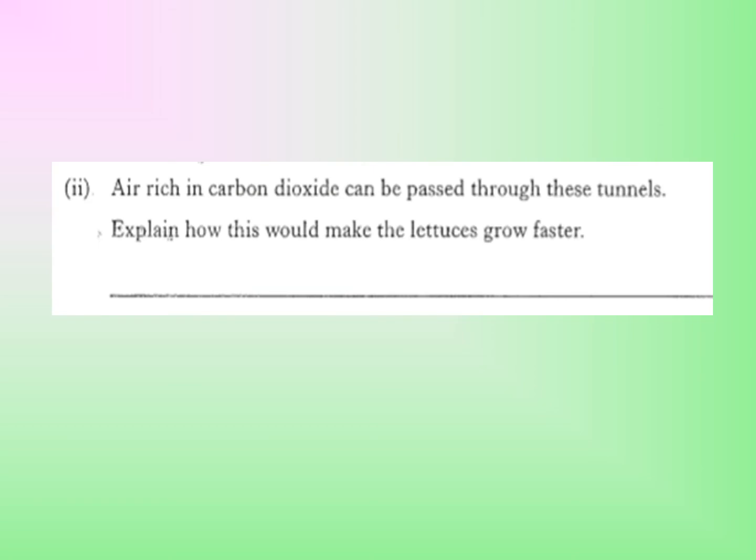Air rich in carbon dioxide can be passed through these tunnels. Explain how this would make the lettuces grow faster. We know that carbon dioxide is required for photosynthesis. So the more carbon dioxide, the more photosynthesis, the more glucose we make, so the bigger the lettuce is.